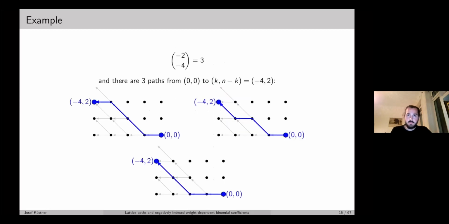So one example, the binomial coefficient of -2 choose -4 is equal to 3 plus 3. And there are indeed 3 paths from 0,0 to (k, n minus k), which is in this case (-4, 2). Yeah, so it's always following the lines that I drew before. What if k and n minus k are both negative? Then there is no path.